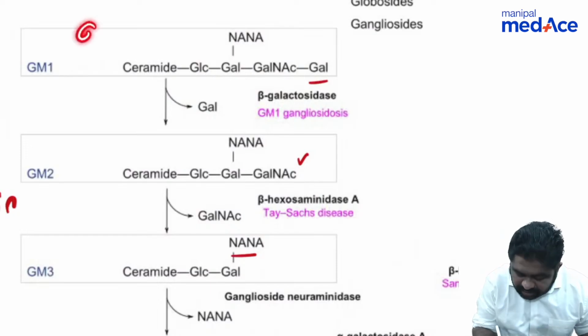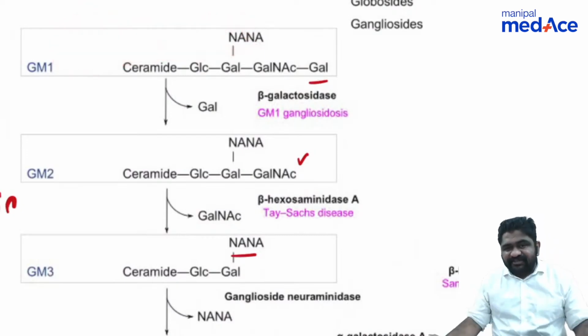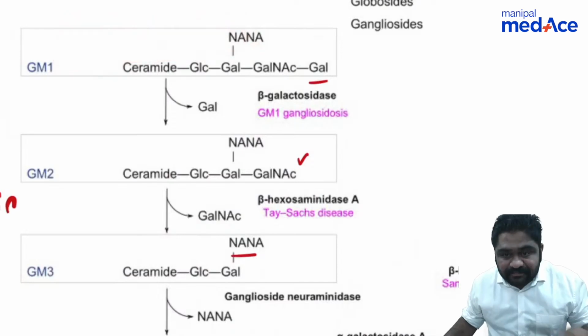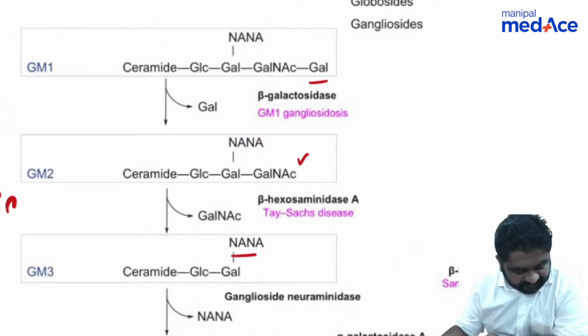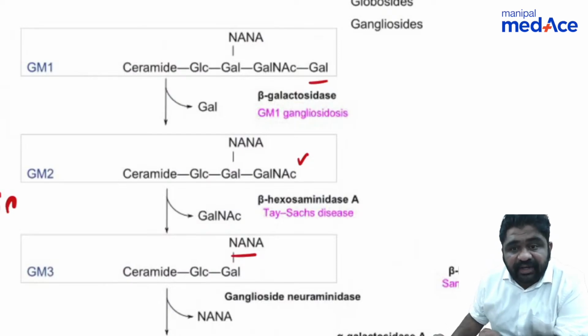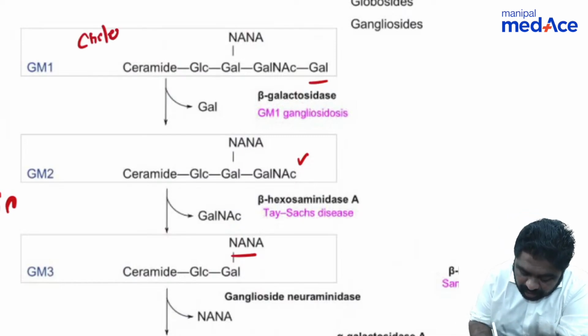What you learn is, GM1 ganglioside receptor accepts which toxin? This is a very common MCQ. GM1 ganglioside receptor accepts which toxin? Excellent, human nature, cholera toxin. Cholera toxin is referred to as choleragen.